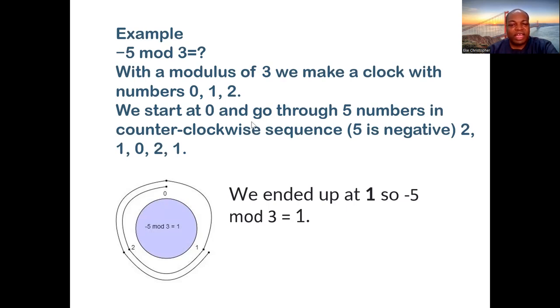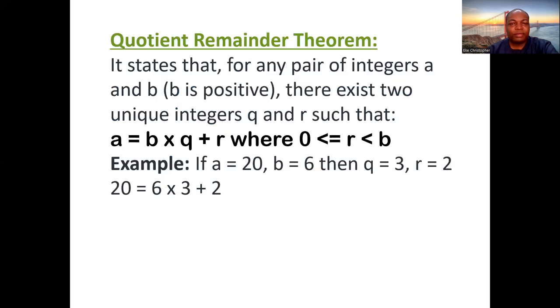So the sequence will now be counterclockwise, not clockwise. So we now go around here: 0, 2, 1. Remember, we're talking of 5. So if we have 0, 2, 1, at the end we are going to have also 0, 2, 1. So at the end of the day, 1 becomes our answer. So we end up at 1. So minus 5 mod 3 is equal to 1. I hope it's very clear.